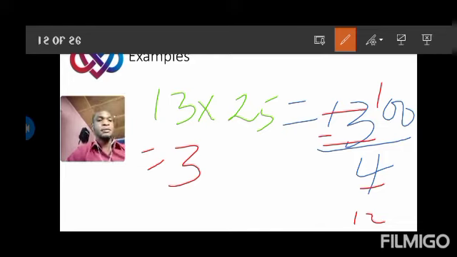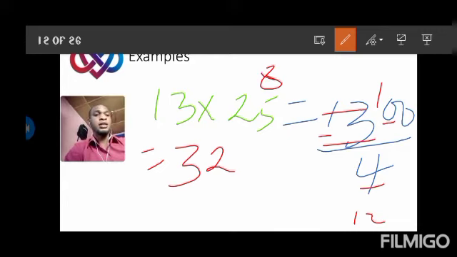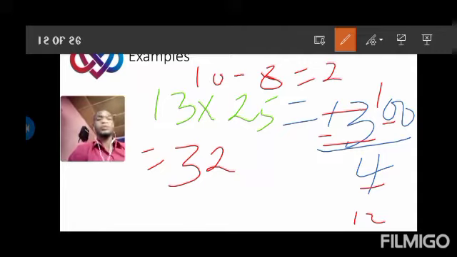How many times can 4 go in 10? It can go 2 times, because 2 times 4 is 8. So I'll take it. 10 minus 8 will give me 2. So I will add this 0 to this 2, so we'll make it 20.